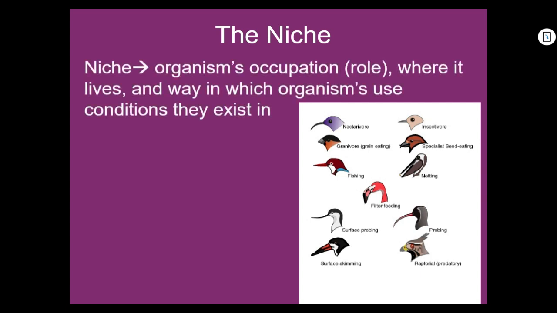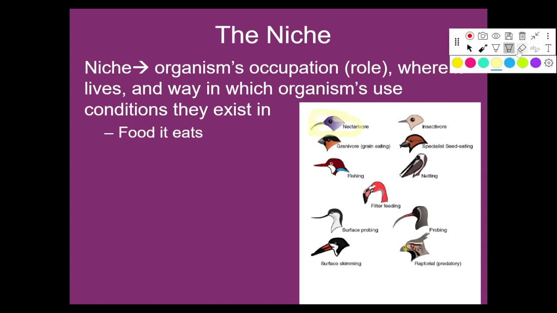And so the niche, this is what we're talking about, right? It's an organism's occupation or the role where it lives and the way in which organisms use the conditions they exist in. So that's what I was saying, right? Like my niche is teaching science here. But for these animals right here, there are different adaptations that they have. That one that has a really long pointy beak, the very top one, this guy is a nectarivore, right? Its beak is used to suck nectar out of the flowers, so that's why it's adapted to that niche.